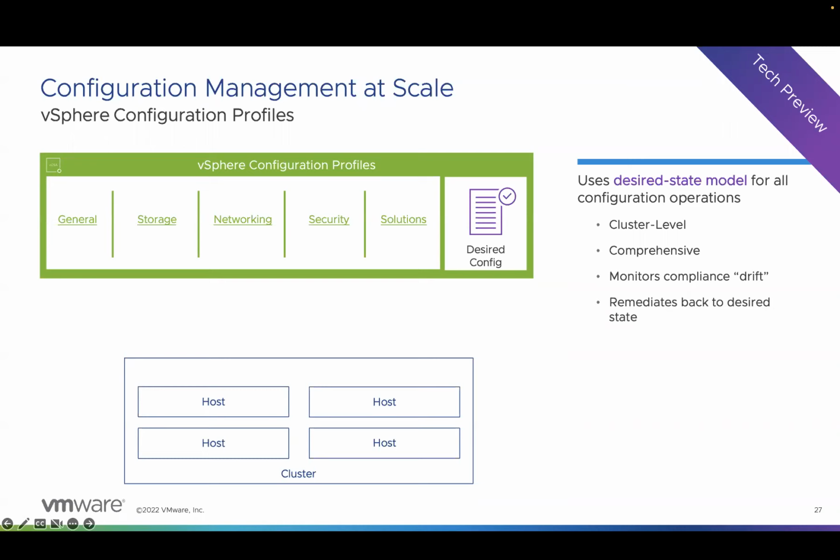Things like configuration drift, as you would expect, are monitored, and you get notifications bubbled up to vCenter to tell you that a particular host is no longer compliant with the desired configuration, and you'll be able to remediate that configuration drift. Now at vSphere 8 GA, as I said, this is a tech preview, and it does have some limitations.